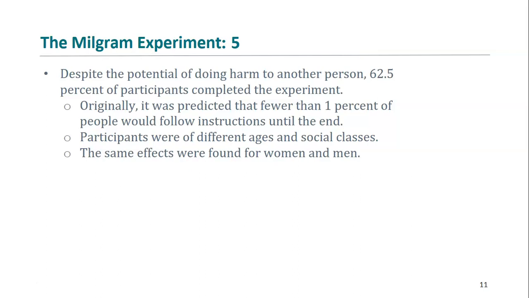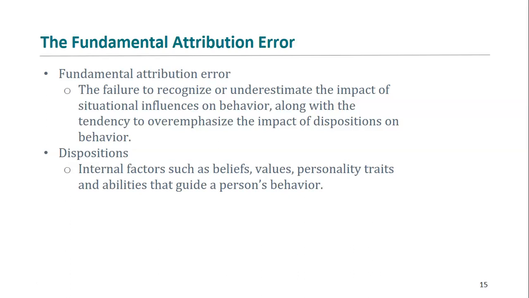Milgram's interpretation was that the experiment showed that environmental cues overwhelm people's moral misgivings about harming another individual. We'll get into more of the effects of the environment later in the course. Attributions are the explanations we give for people's behavior, our own and other people's. One of these attributions that we make consistently, to the point that it has been named the fundamental attribution error, is the subject of this slide.